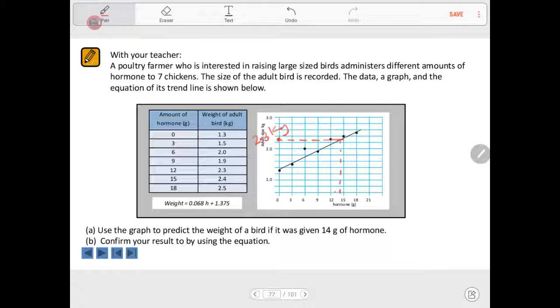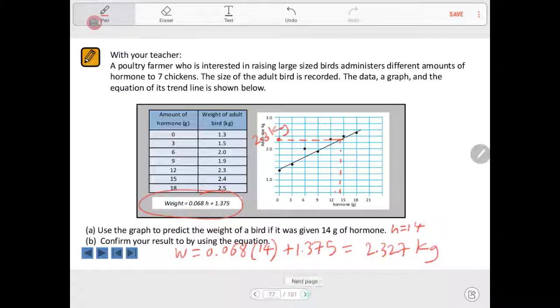What does the equation say? Okay, so we're going to substitute into this equation here for H being 14, so weight, I'm just going to use W for weight, and this is what we do. We put 0.068 and then we put a 14 where H goes. So this 14 grams of hormone means H is 14. If we put that into the calculator, we get this number, 2.327 is our answer. So that's awfully close to what the graph said. Reasonably accurate prediction from the graph.